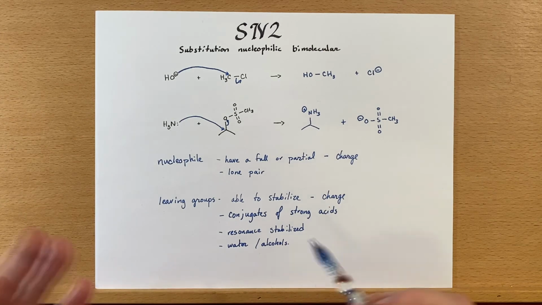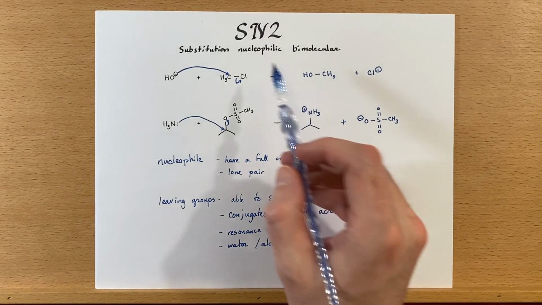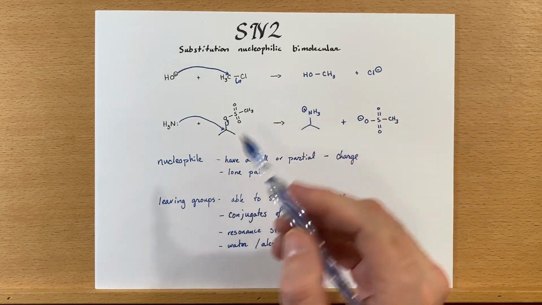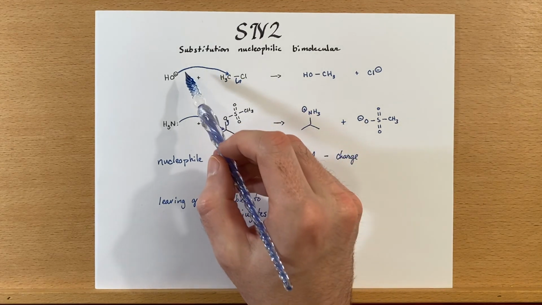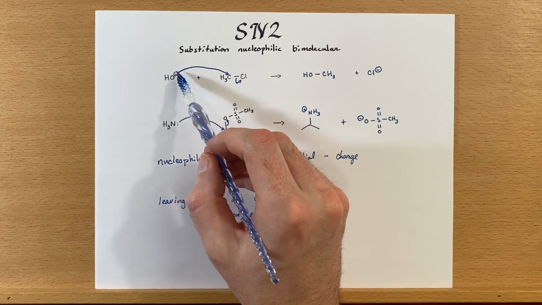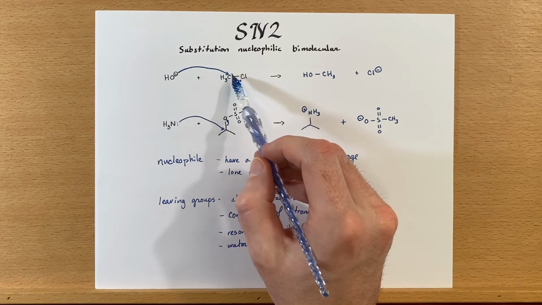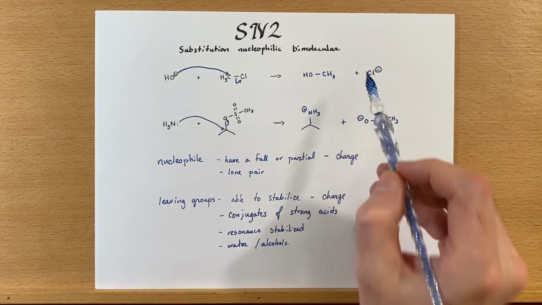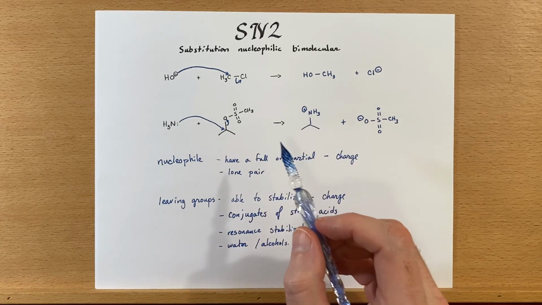So this is just a little bit about nucleophilic substitution bimolecular reactions. Remember, these steps occur simultaneously, so our nucleophile will come in and attack, our leaving group will then leave, and that will all happen simultaneously.